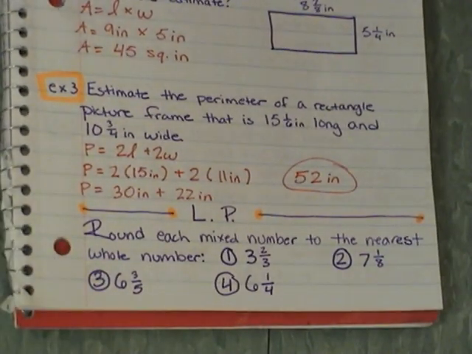Alright, and here is your lesson practice. Round each mixed number to the nearest whole number. Make sure you cut your denominator in half, then look at your numerator. If it's bigger, you're going to round up. If it's smaller, you're going to round down.